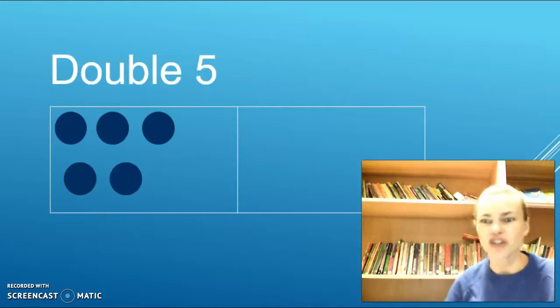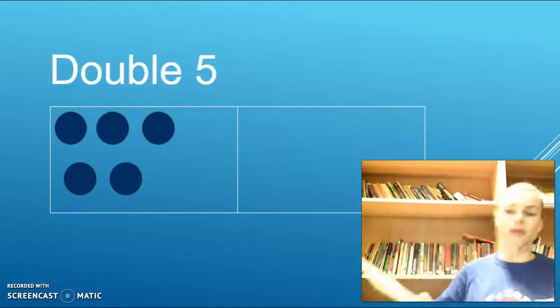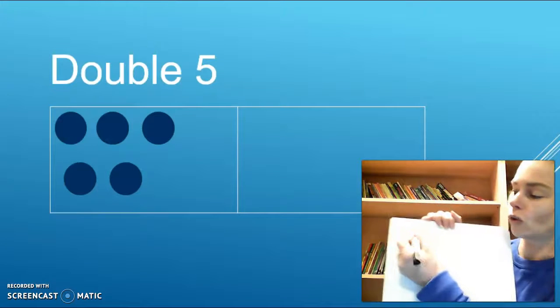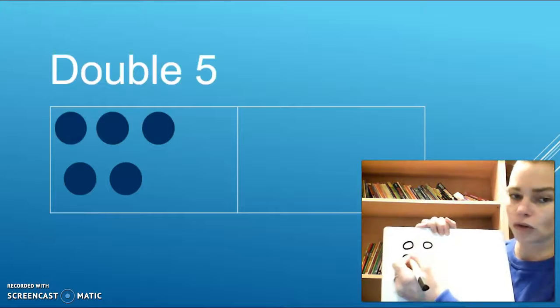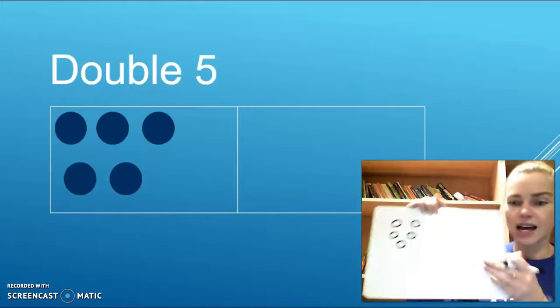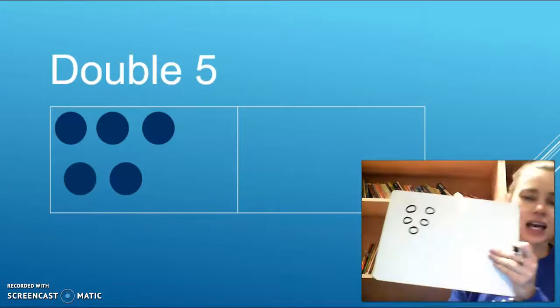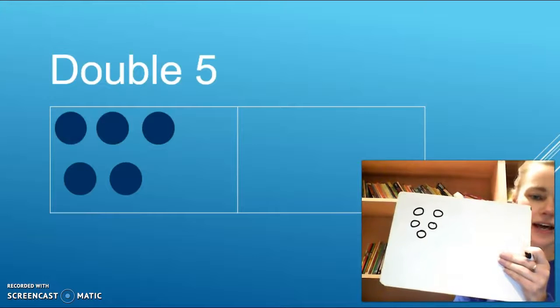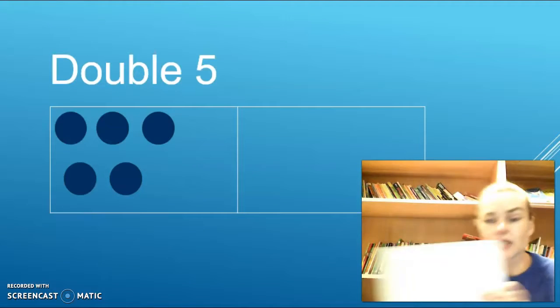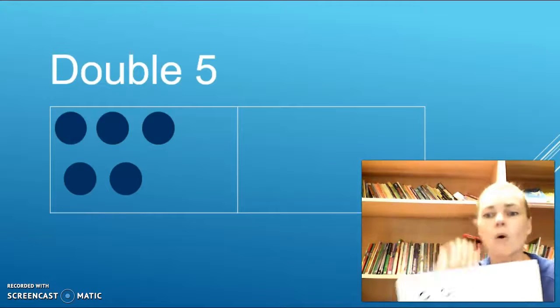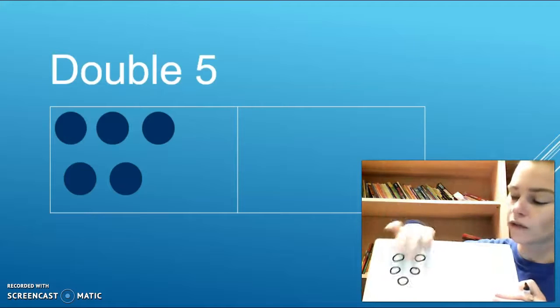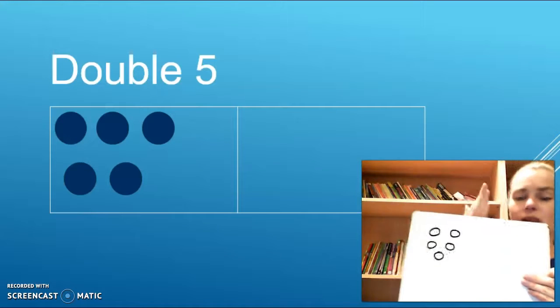Next up, reception, we're going to double 5. Okay, so what I want you to do to start is draw 1, 2, 3, 4, 5 circles. So pause me and do that now. You need 5 circles. Then we're going to double it. So I want you to do 5 more for me. So we've got 1, 2, 3, 4, 5. We're doubling it, which means we need 5 more.